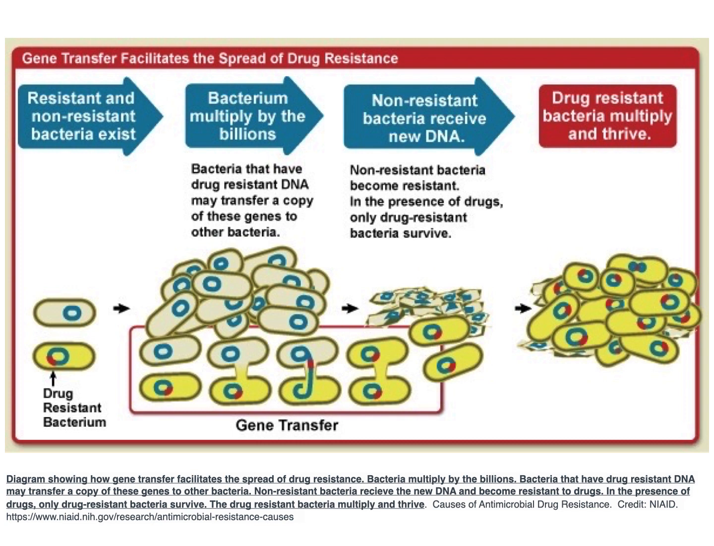Diagram showing how gene transfer facilitates the spread of drug resistance. Bacteria multiply by the billions. Bacteria that have drug-resistant DNA may transfer a copy of these genes to other bacteria. Non-resistant bacteria receive the new DNA and become resistant to drugs. In the presence of drugs, only drug-resistant bacteria survive. The drug-resistant bacteria multiply and thrive.